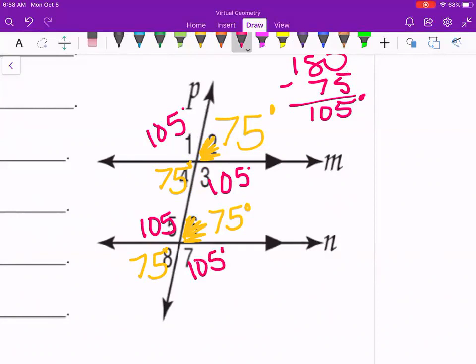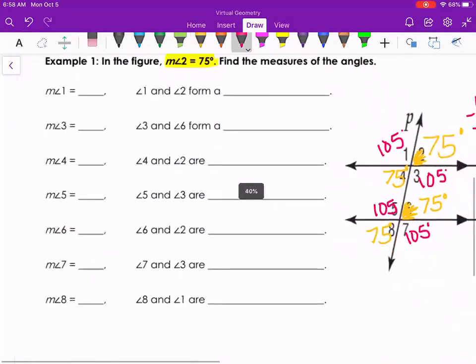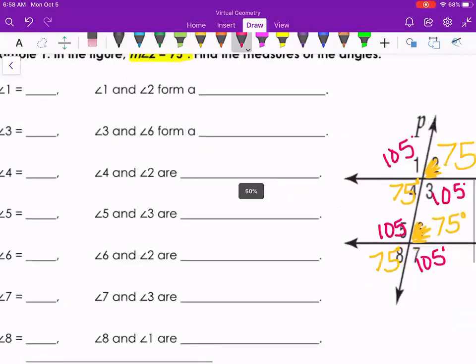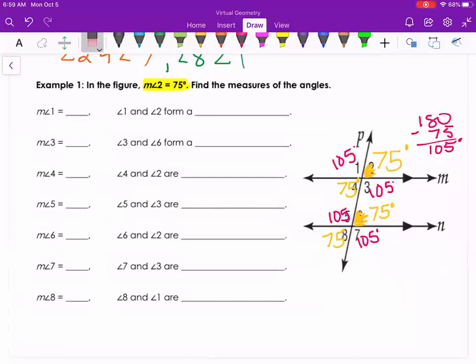So there's lots of different ways that you can use to work your way around these intersections to figure out what the different measures are. So let's use that and answer these questions. All right, so the first one we've got is the measure of angle 1. Well, angle 1 was supposed to be 105. And then it says angles 1 and 2 form a what? Well, they're in the same intersection and they're neighbors. These were your linear pairs.